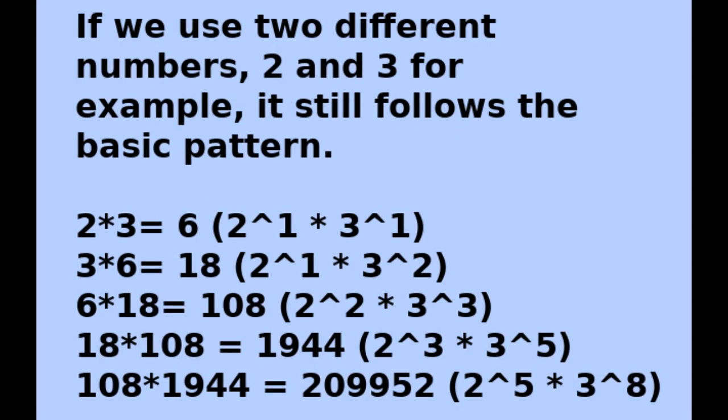We can also start with two different numbers, such as 2 and 3 in this example. Both of them will follow the same pattern, although the exponent of the first number will be one step behind the exponent of the second number. So if we start with 2 and 3, after 5 steps we have 2 to the 5th times 3 to the 8th, which is also a very large number.